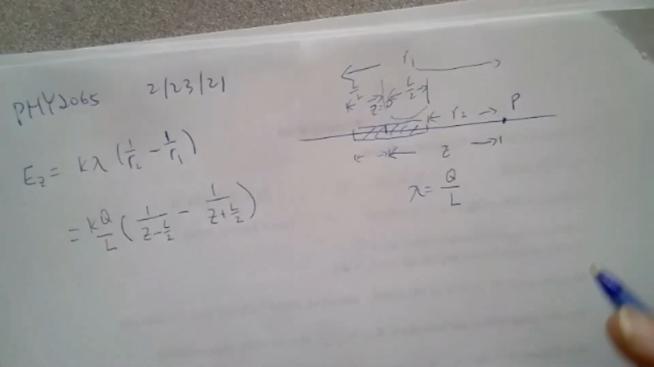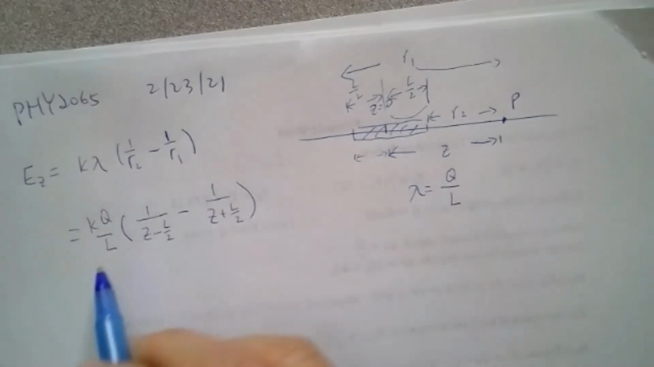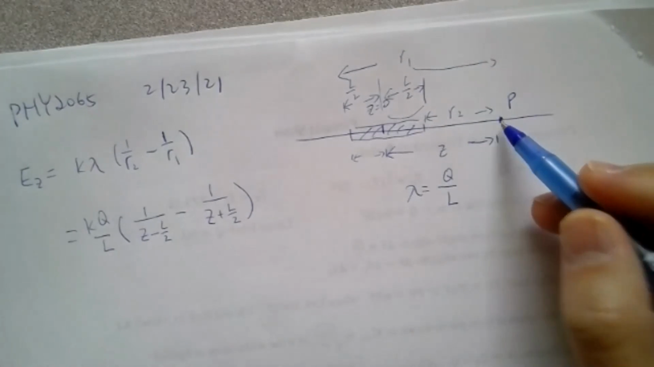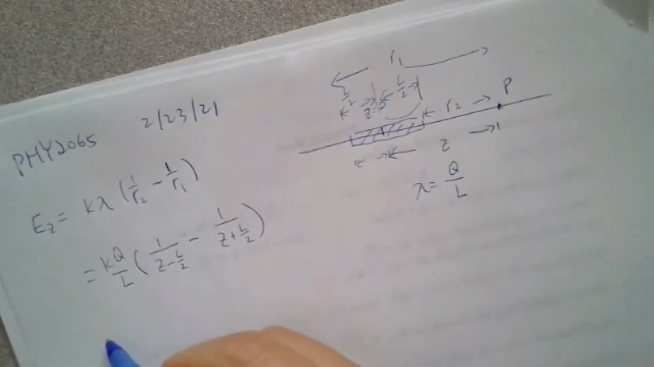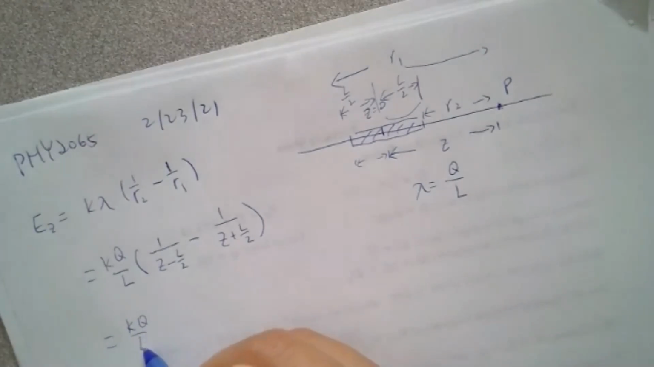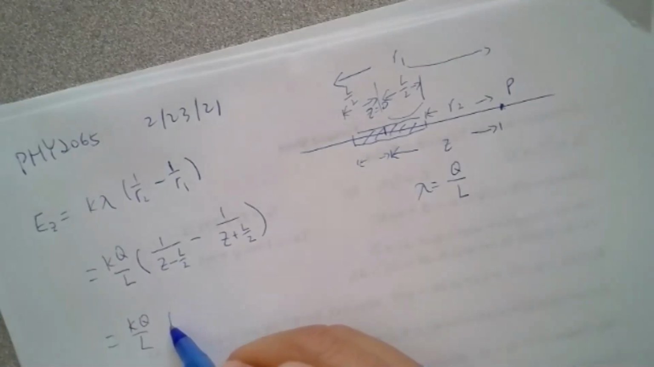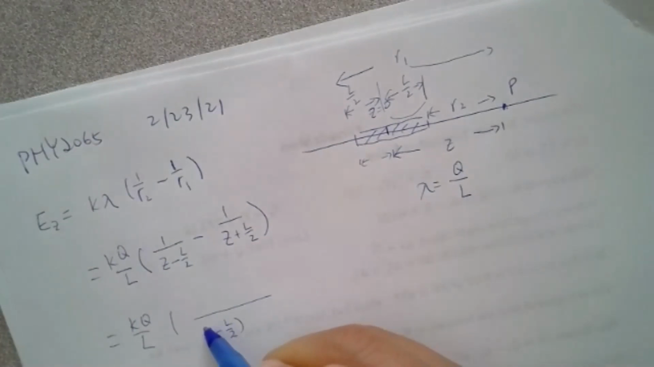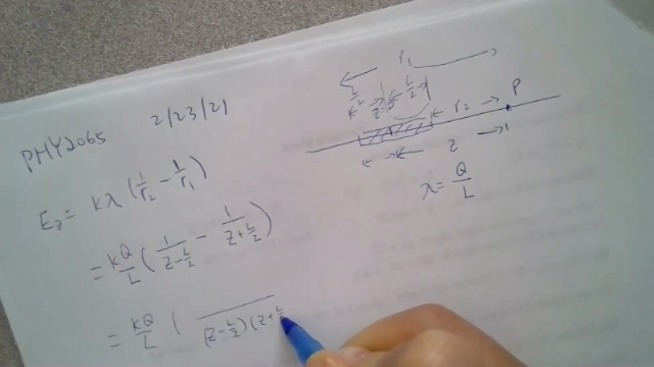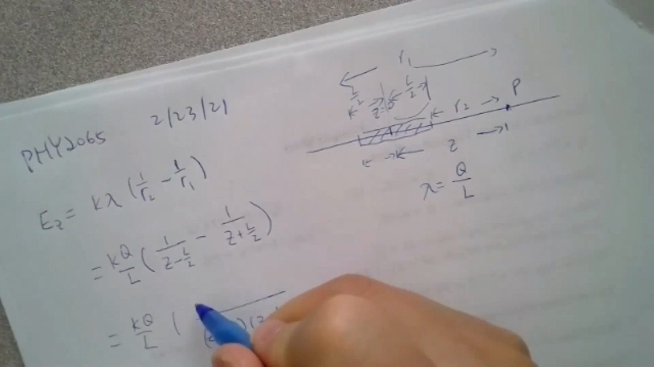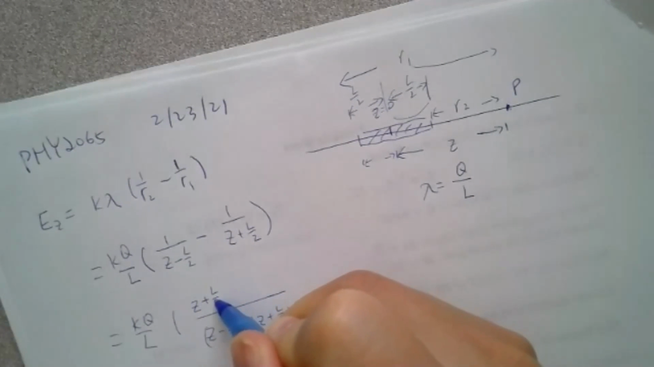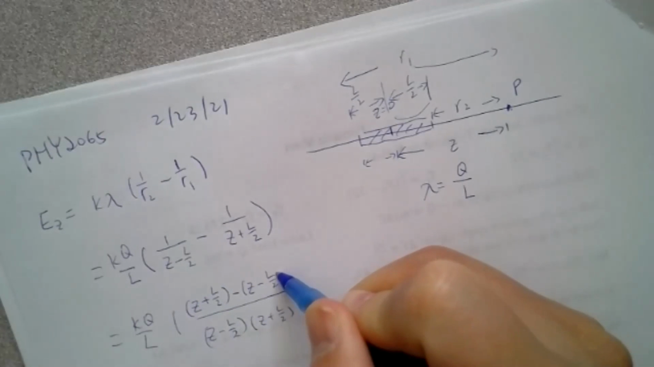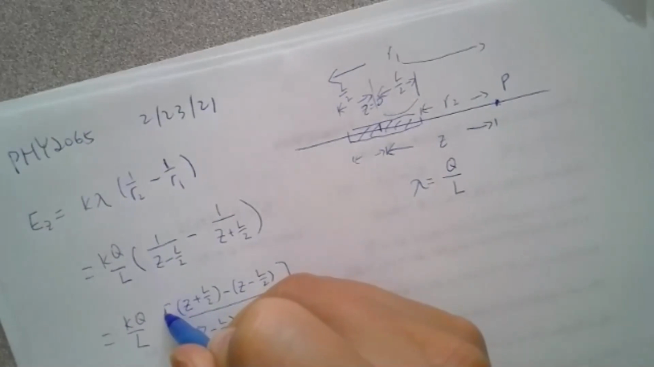All right, so then this is what you have, okay? So you're E in the Z direction. Let's see, we can do this. We can do kQ over L. Inside the parenthesis, we can do common denominators. We can do Z minus 1/2 L and Z plus 1/2 L to be the common denominator. Then the first one will be Z plus L over 2, right? Minus the second one, which will be Z minus L over 2. Okay, so that's what you will get.